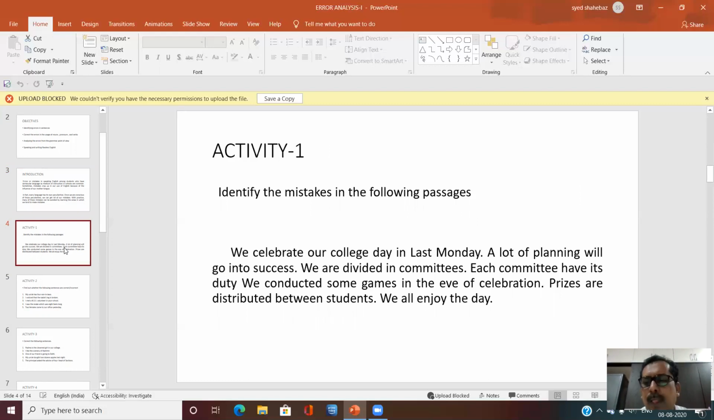In activity 1, we have to correct the paragraph. I read the correct paragraph. We celebrated college day last Monday. A lot of planning went into its success. We were divided into committees. Each committee had its duty. We conducted some games on the eve of celebration. Prizes were distributed among students. We all enjoyed ourselves that day.